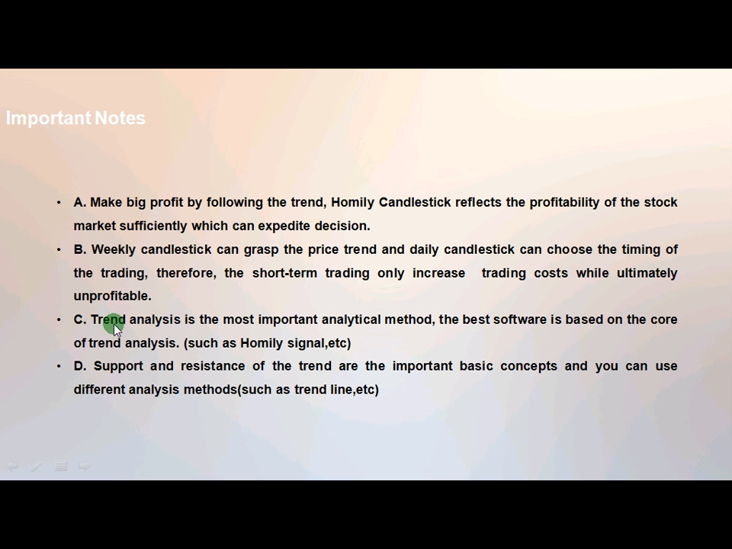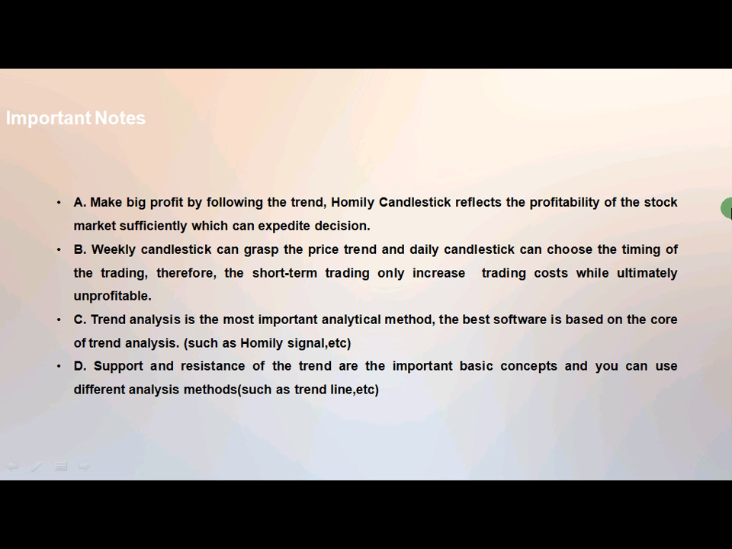The next one, trend analysis is the most important analytical method. The best software is based on the core of trend analysis, such as the Homely signal. So later I will show you what the Homely signal is. The last one, support and resistance of the trend are the important basic concepts, and you can use different analysis methods, such as trend line. Okay. So this is the important note.